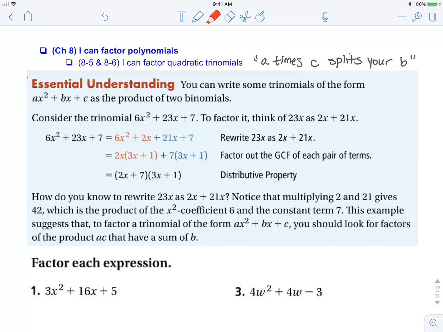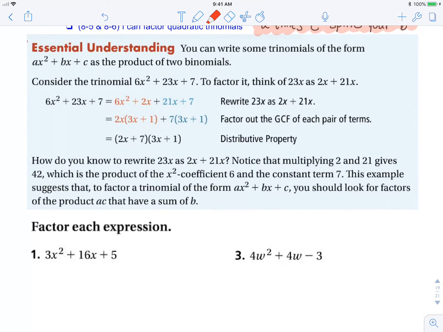You can write some trinomials of the form ax squared plus bx plus c as the product of two binomials. This factoring pattern that I like to call "a times c splits your b" is a cool way of using factors to change a trinomial into four terms so you can factor by grouping. So they have an example in the box here, but I would rather just take you into the first example together.